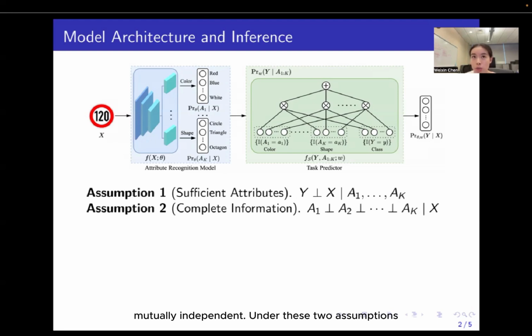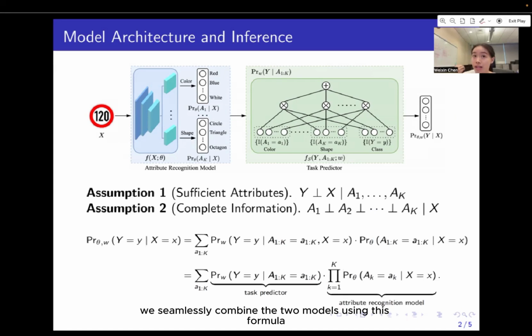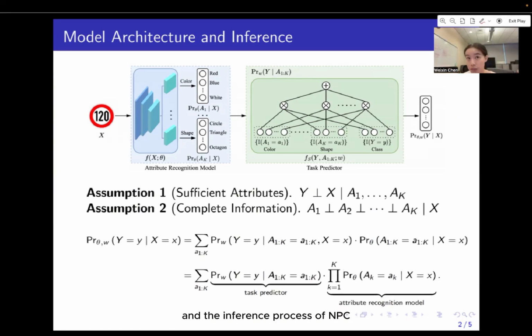Under these two assumptions, we can now write the predictive distribution this way. First of all, we use the law of total probability to expand this term and get the first equation. Then under the two assumptions, we can simplify this expression. We notice the first part is the probability of Y given A1 to AK, which is output by this circuit. And the next part is a product of the probability of Ak given X, which is output by this attribute recognition model. Therefore, we seamlessly combine the two modules using this formula. So that is the architecture and the inference process of NPCs.